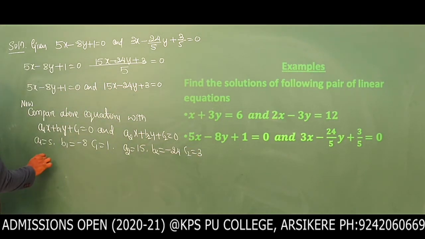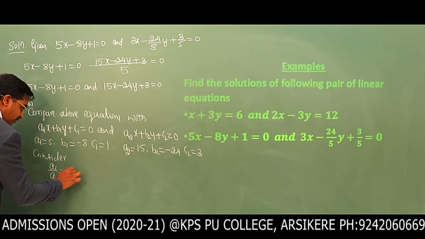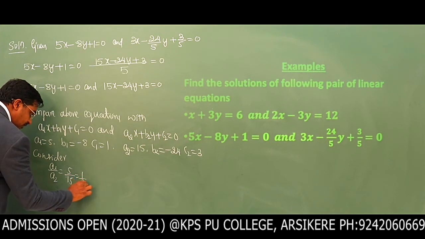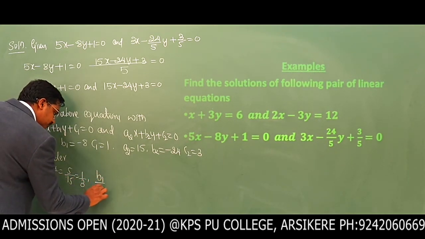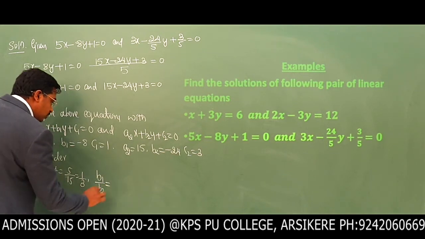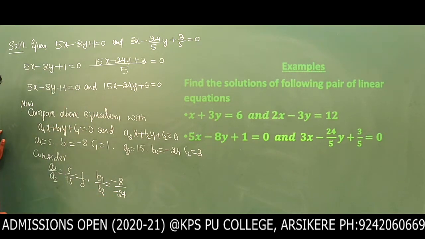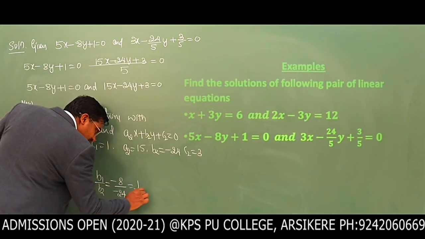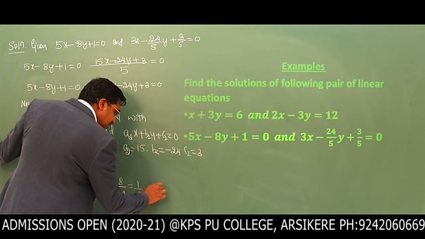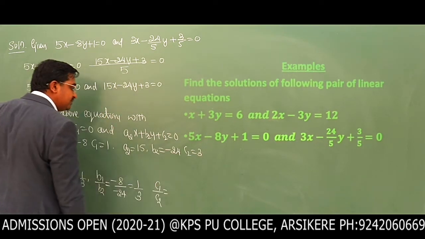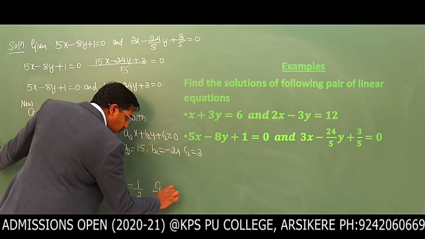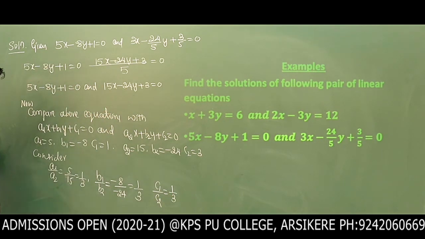Now consider a1 by a2. What is a1 by a2 here? 5 divided by 15, so this becomes 1 divided by 3. And b1 by b2 is equal to minus 8 divided by minus 24. 8 ones are 8, 8 threes are 24, so it cancels. What are we left with? 1 divided by 3. Similarly, compare c1 by c2. c1 divided by c2 is equal to 1 divided by 3. What is the value? 1 divided by 3.